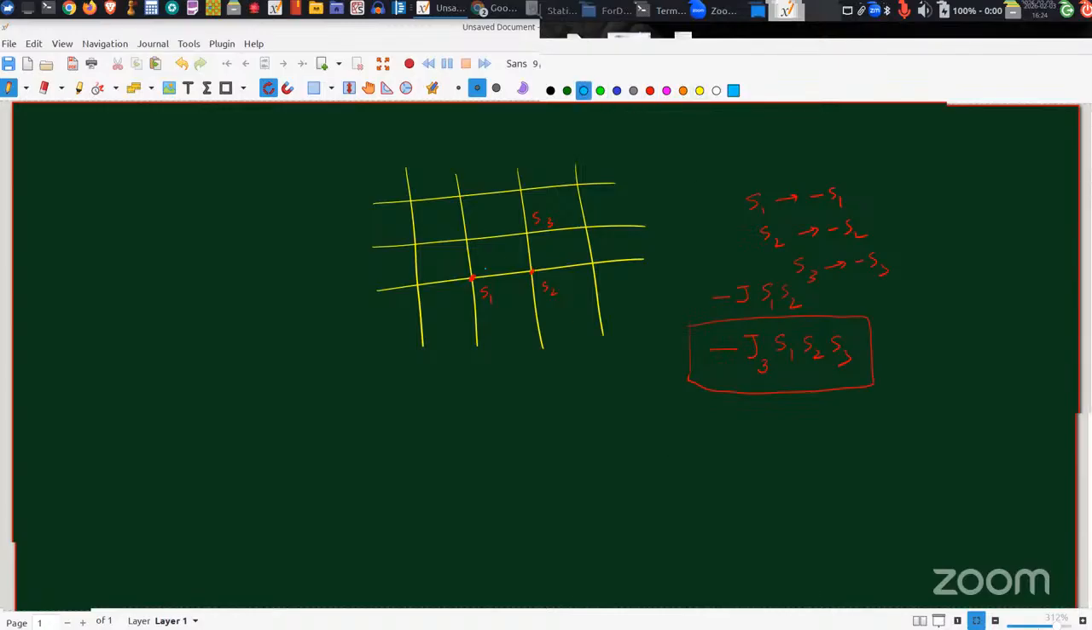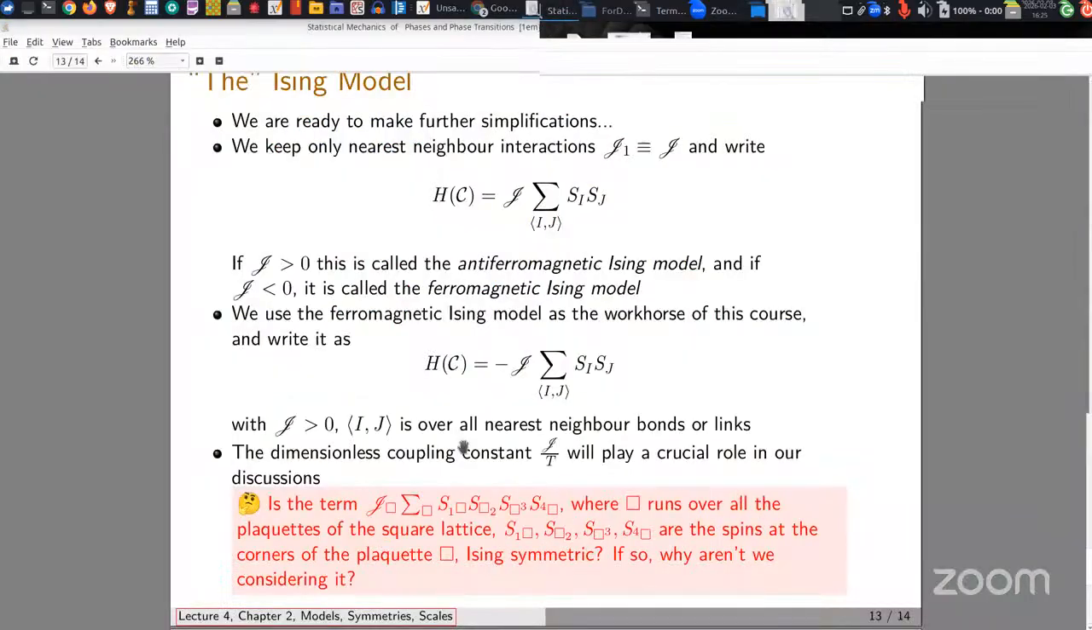But now suppose I take these 4 spins, 1, 2, 3, 4 like this. This is what we call the plaquette. So instead of writing J4, we just draw a picture. That's like J plaquette, S1, S2, S3, S4. If I now ask whether this remains invariant under the symmetry transformation, it will remain invariant. So what is being asked here is, is it Ising symmetric, and the answer is it is Ising symmetric.